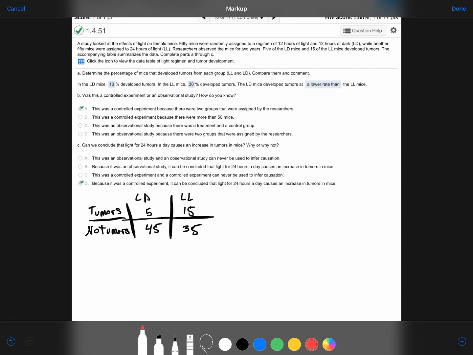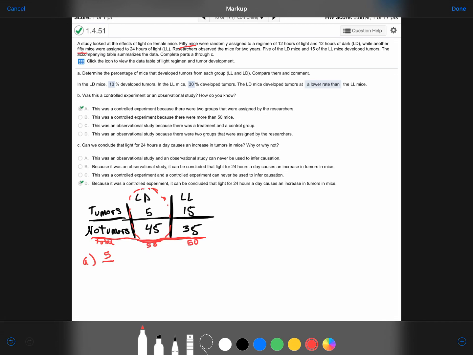So in part A, the first thing we want to do is find some percentages. We want to find the percentage of the LD mice who developed tumors. Well, 5 of them developed tumors, but the catch here you have to be careful about is it's not 5 out of 45. It's 5 out of how many total? If we read really closely up here, it says 50 mice each. If there was a total row down here, there would be 50 total mice in this one and 50 total mice here. So that's what both of these percentages have to be taken out of.